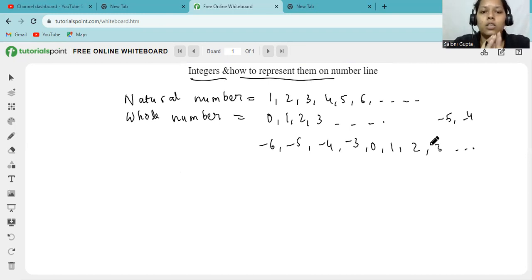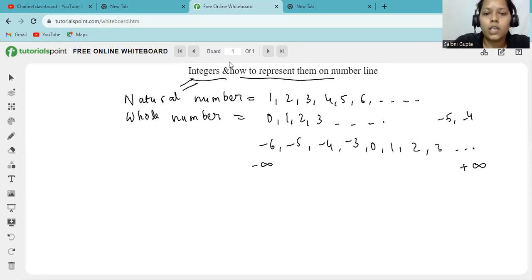So I can say that an integer is a set of numbers which includes the positive numbers, negative numbers, and 0. Positive numbers are nothing but our natural numbers. Integers have no starting and no ending. They go from negative infinity to positive infinity. So if anyone asks what is the largest integer, it will be infinity. What is the smallest integer? It is negative infinity, or we can say it cannot be determined.